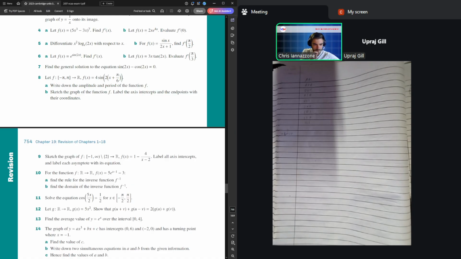Period. 2x, and then so it's just pi. Yes, just pi. Correct. All right, so it's the graph of the function, and it's from negative pi to pi. Okay, cool.